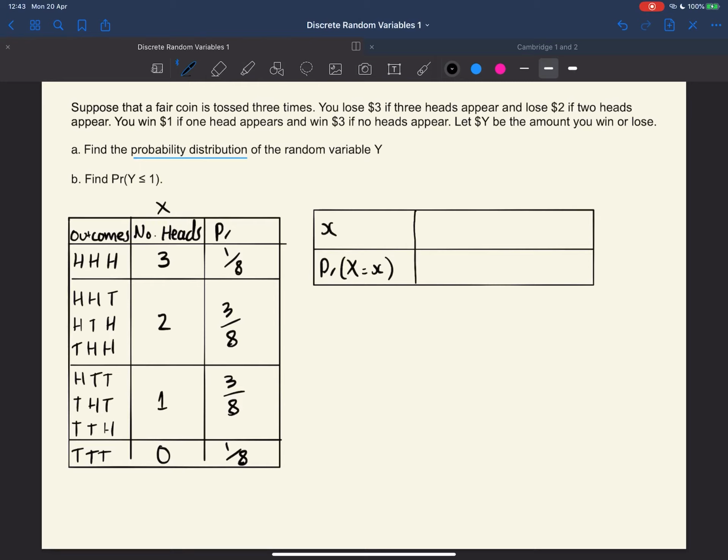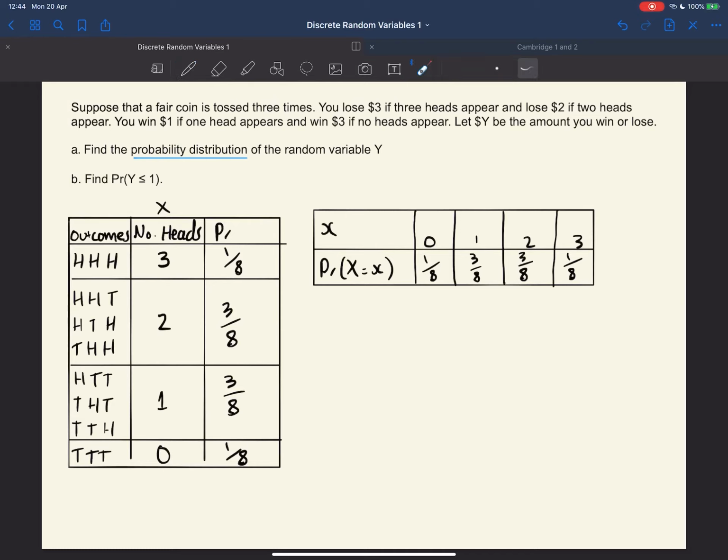All right, so what are the possible outcomes here? X, they are 0, 1, 2, and 3. So 4 of them. 0, 1, 2, and 3. All right, and what are the probabilities? For a 0, it's 1 out of 8. For a 1, it's 3 out of 8. For a 2, it's 3 out of 8. And for a 3, it's 1 out of 8. Okay, there's our probability distribution of the random variable x.